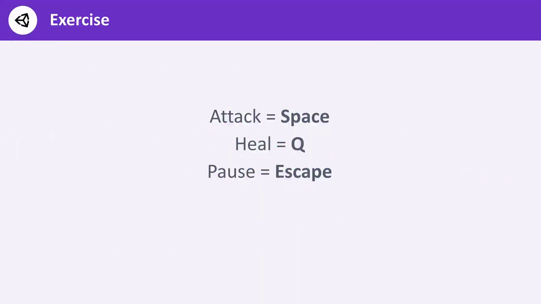I've got an exercise for you. Bind the rest of the actions with keys from your keyboard. For this game, we're going to use the space key for attacking, the Q key for healing, and lastly, the escape key for pausing. Unlike the other keys, you may have trouble with the escape key. I'll let you figure it out yourself. As usual, I'll walk through the solution after you've attempted the exercise. Pause the video and good luck.